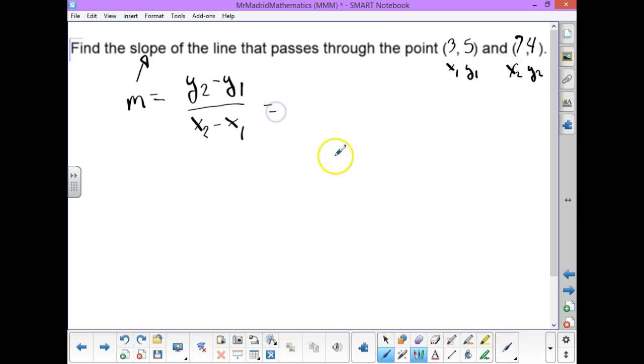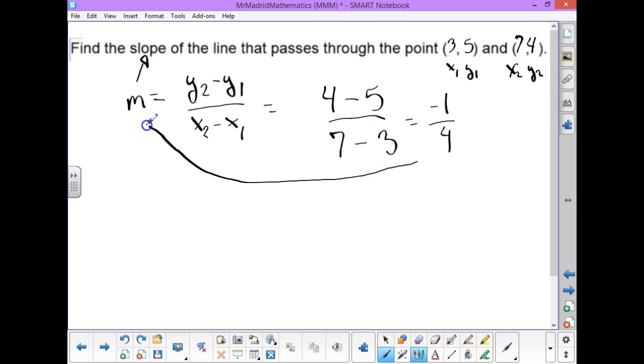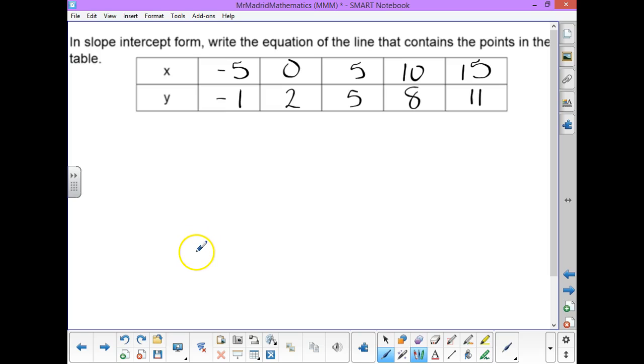Okay, so what I'm going to do here now is just substitute. Y2 will be 4 minus y1, which is 5, over x2, which is 7, minus x1, which is 3. So here we get left with negative 1 over 4, and this is my slope. Okay, so it says find the slope, and there it is. Okay. Alright, next. Third problem.